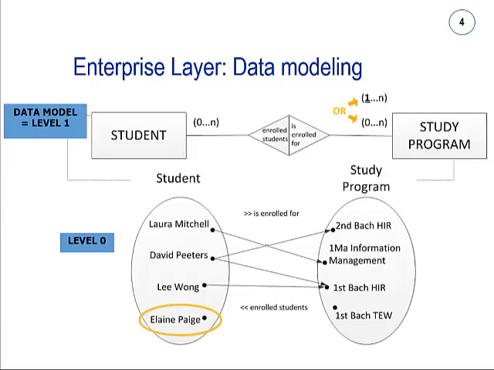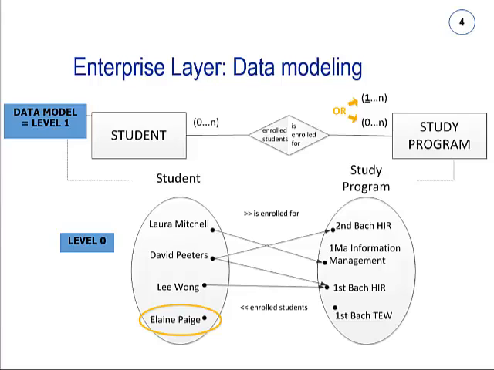At the enterprise layer, in other words, we're going to do data modeling. And here you can see an example of a first data model. Let's say we work out a student administration example. So here we have two important concepts: the concept of a student and a study program. Student and study program are here two important business concepts.